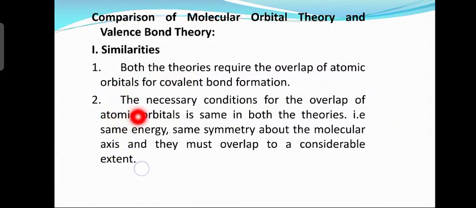Second point: the necessary conditions for the overlap of atomic orbitals are the same in both theories. Which are the conditions? They should have the same energy, the same symmetry about the molecular axis, and they should overlap to a considerable extent.